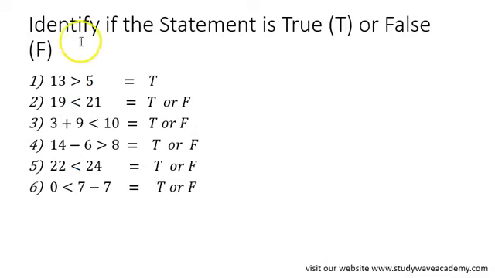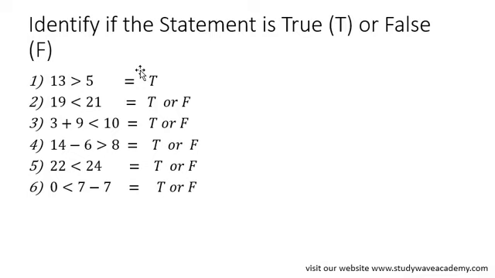Here we have: identify if the statement is true or false. We are to identify if it's true or false. So we are going to start. We have number 1. 13 is greater than 5. Is it true or false? It is true. That's why the T represents true and the F represents false. So we're going to be ticking, and you're going to be ticking with me, okay?